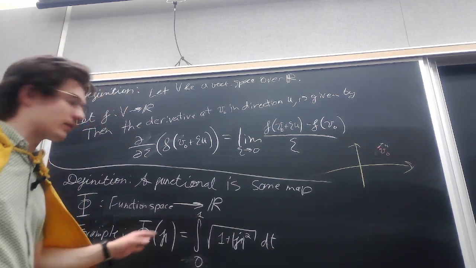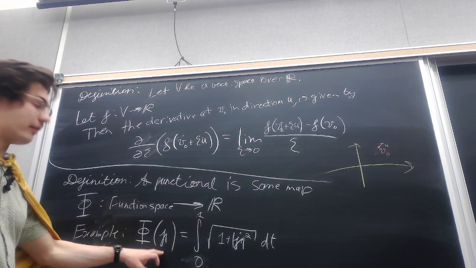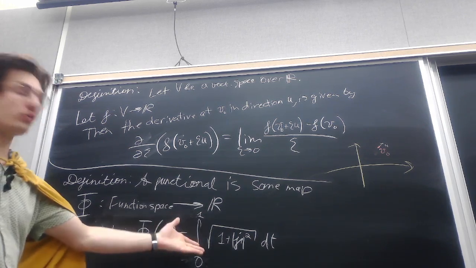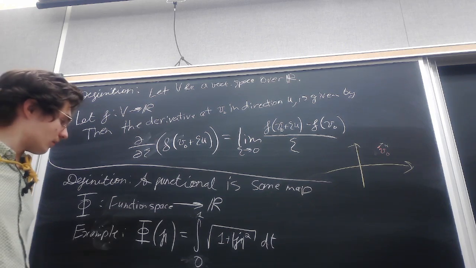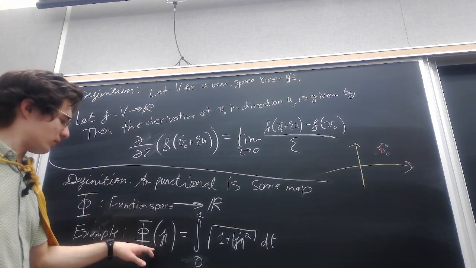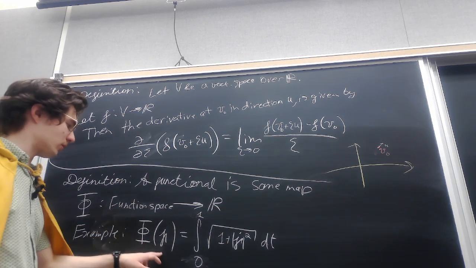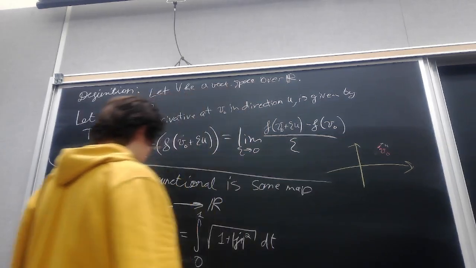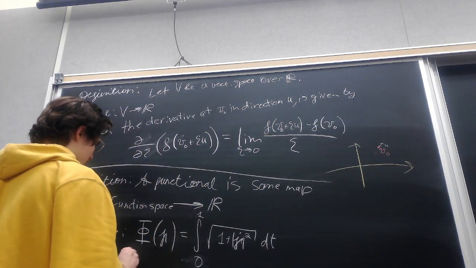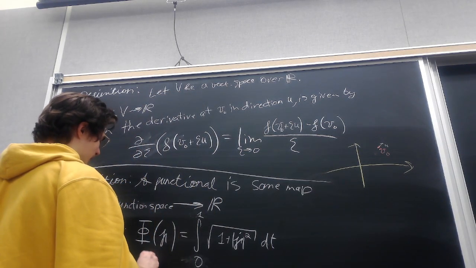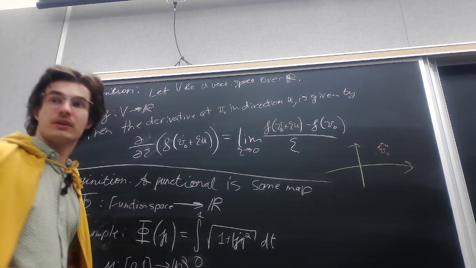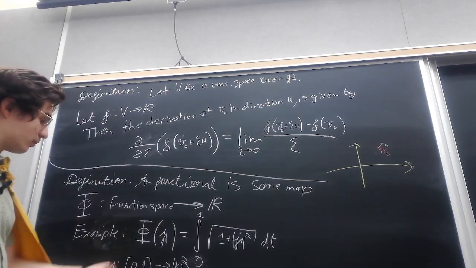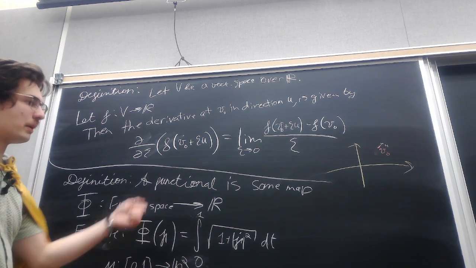So this is an example of a functional. It takes in a function as input and outputs a number. Functions from which space to which space, I should ask. Any space you like, as long as it's into a vector space. So for this particular example, gamma is a function from the unit interval into R2. So this took in a function and spit out a number.